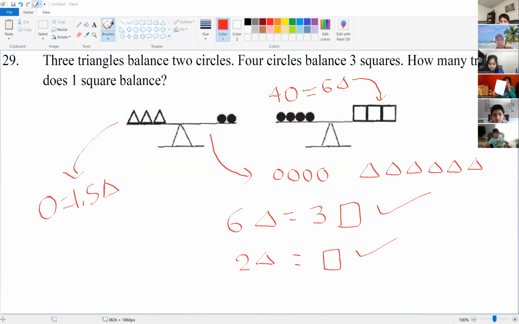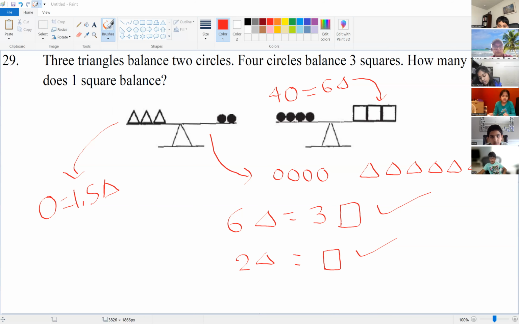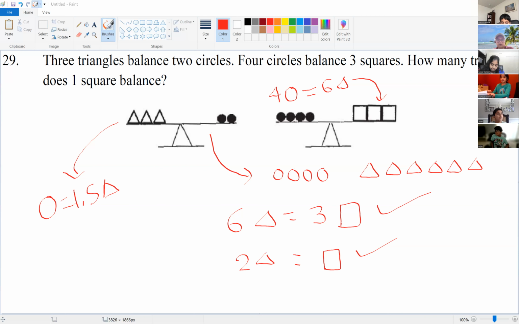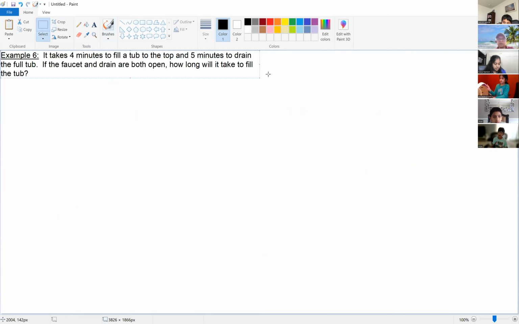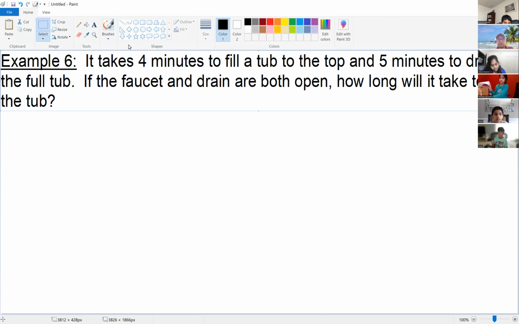So let's take this example, which is still simple. It takes 4 minutes to fill a tub to the top and 5 minutes to drain the full tub. If the faucet and drain are both open, how long will it take to fill the tub?